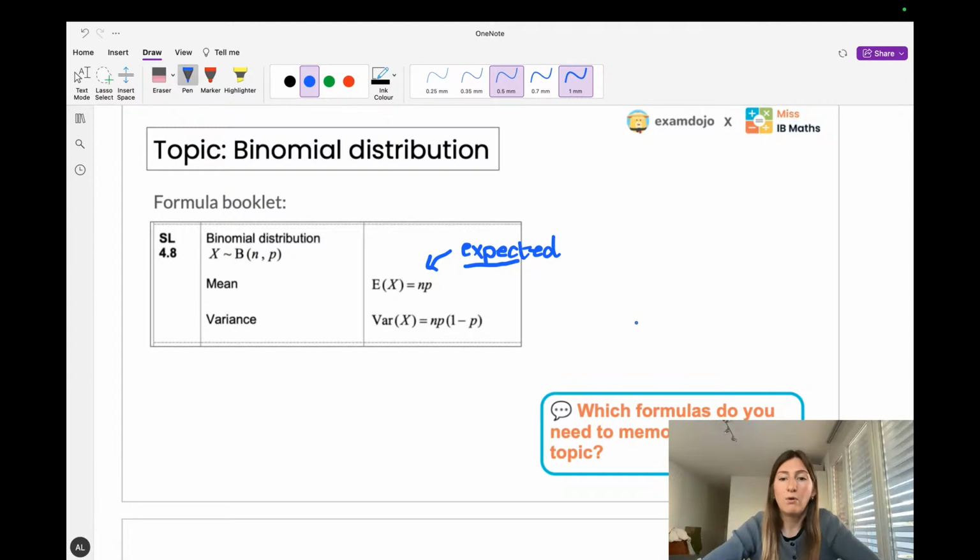So in the chat, what formulas do you need to memorize for this topic? If you have a look, this is all you're given for binomial distribution. Is there anything else that's missing that you need to memorize, that you need to understand or you need to know before going into the exam? Answer in the chat.